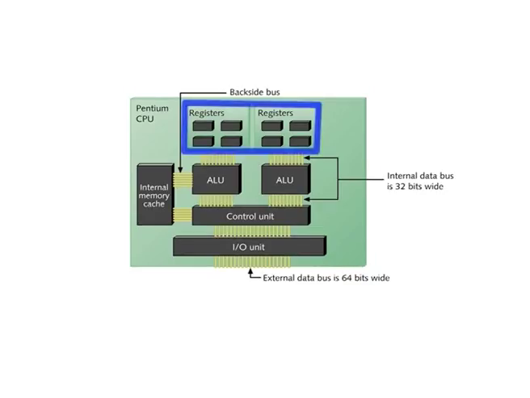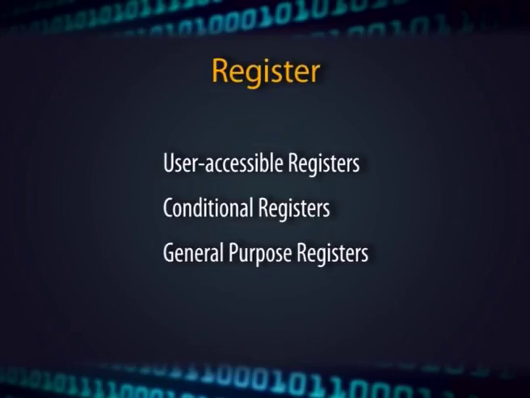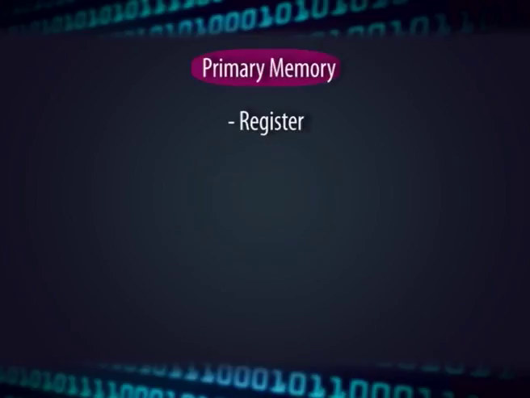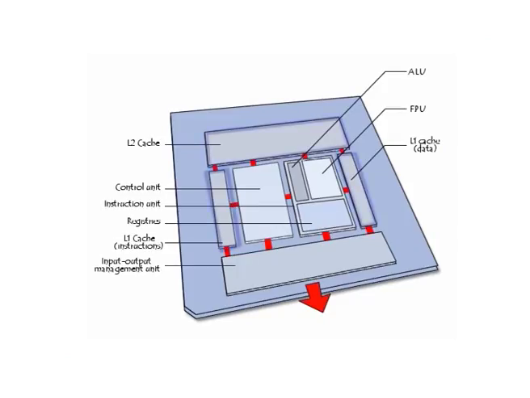A processor can often contain several kinds of registers that can be classified according to their content or instructions that operate on them, like user accessible registers, conditional registers, general purpose registers, etc. The next type of primary memory is cache memory. It is a type of primary storage where the computer can temporarily store blocks of data.